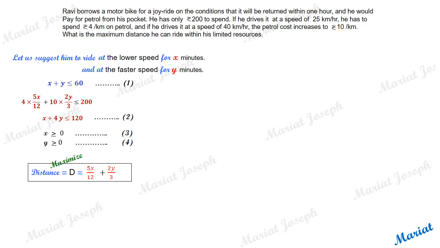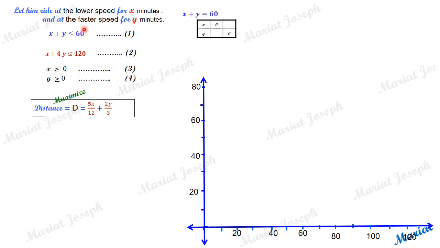Here, we get a graph. To draw the graph of the first constraint, the first inequation, take the corresponding equation x plus y equal to 60. When x is equal to 0, y is equal to 60. So 0, 60 is a point already plotted.